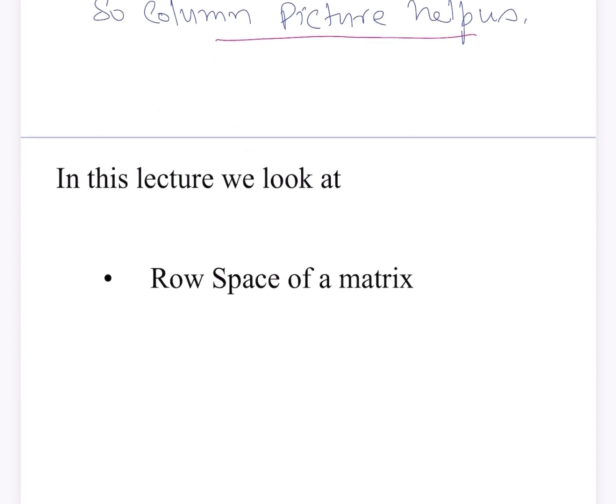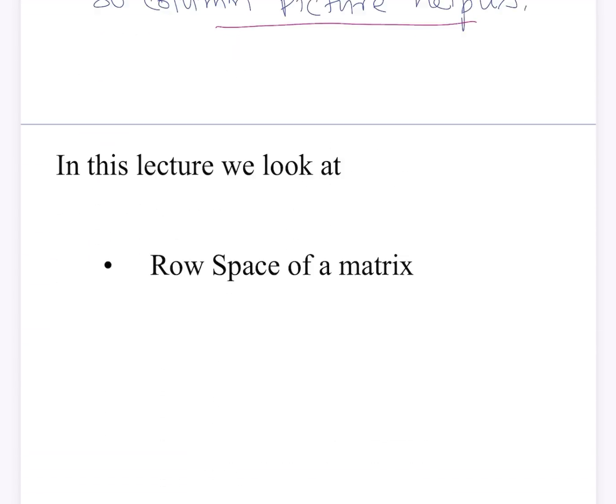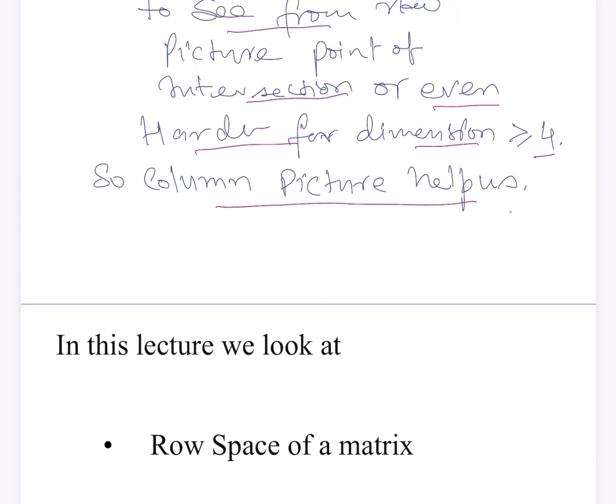Column picture means you simply look at this space, with this vector, another vector, and another vector. How many linear combinations of these produce this vector? It is very easy to visualize with the help of the column picture rather than the row picture. That's why we are going to study linear algebra in a very abstract manner.